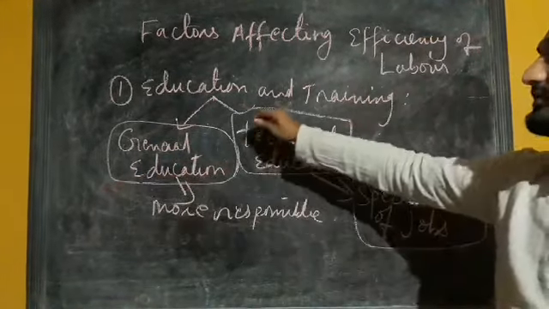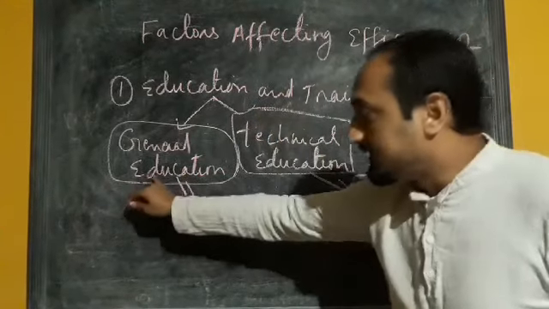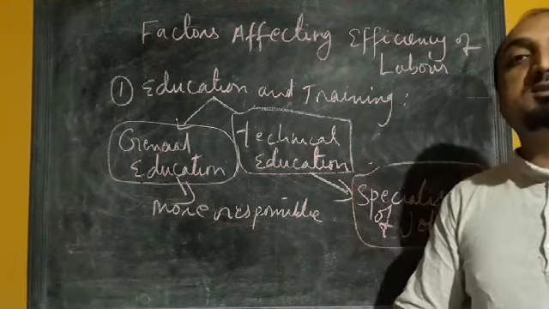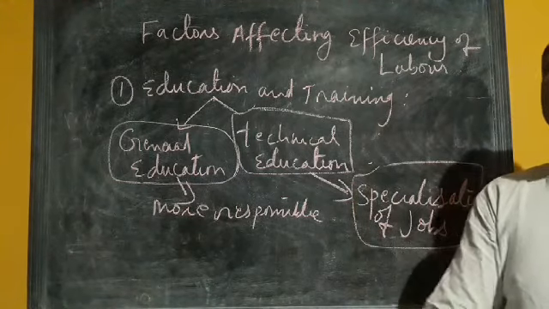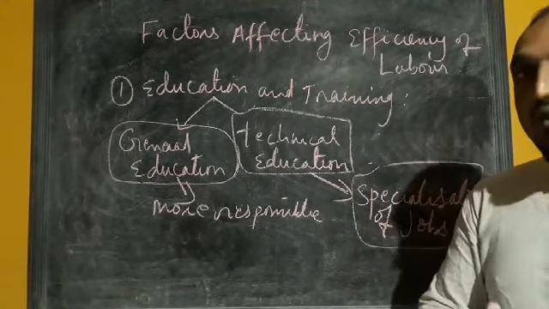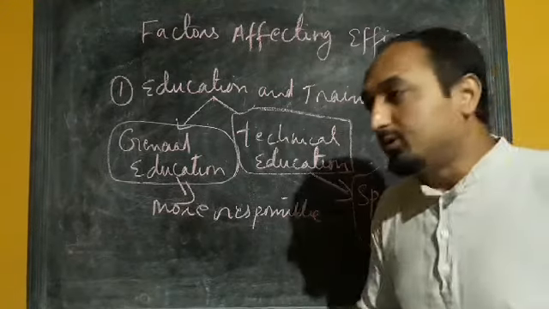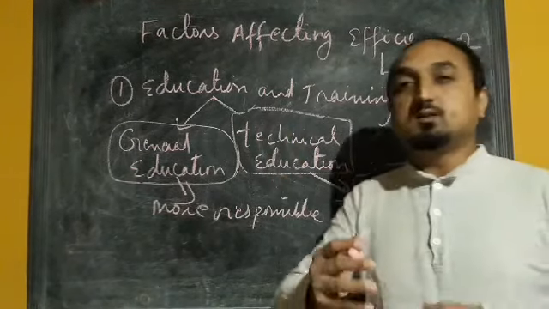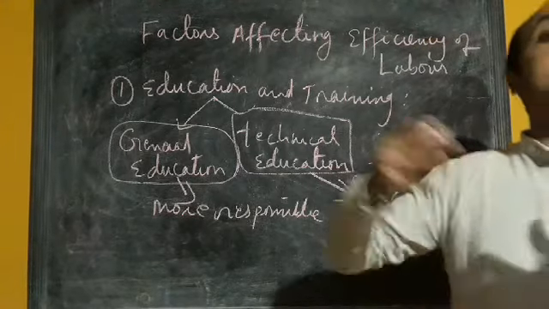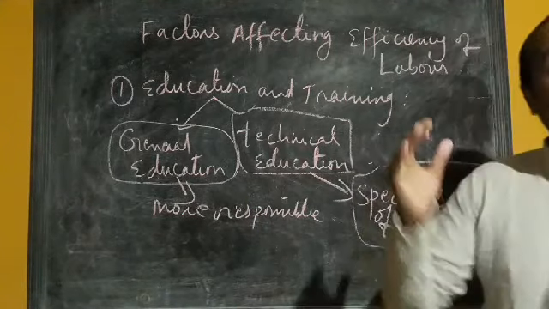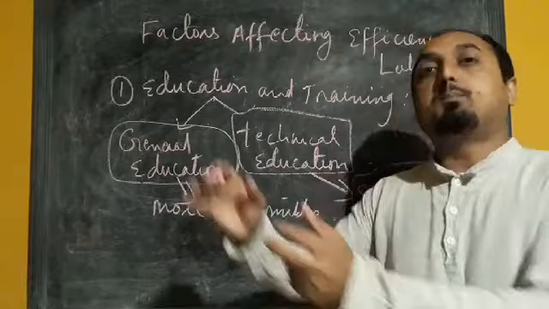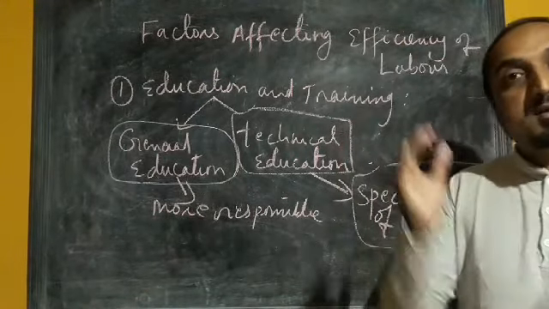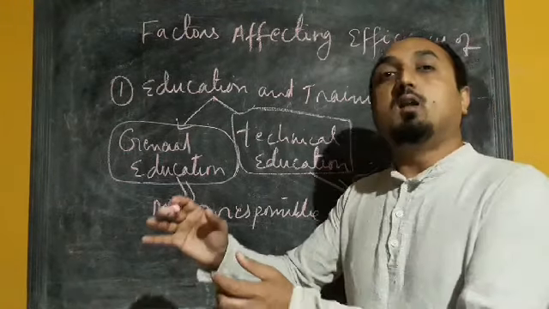So we can say that education can be divided into two parts, general education and technical education. General education helps workers become more responsible, sincere, and if the workers are more responsible, sincere, their efficiency will improve. And the second part, technical education, helps the workers to specialize in a particular job. He will train himself in a particular job, and once he is specialized, obviously the efficiency of workers will increase.